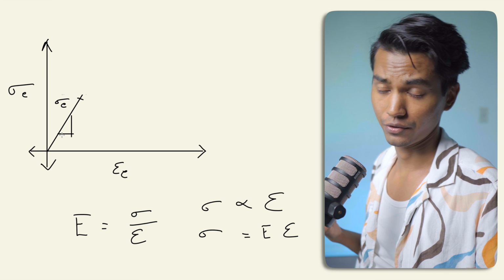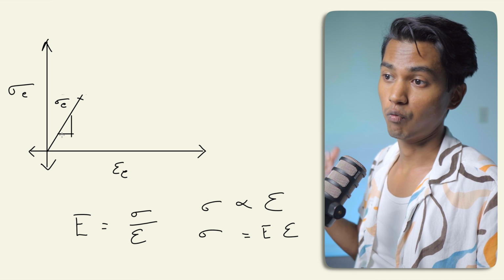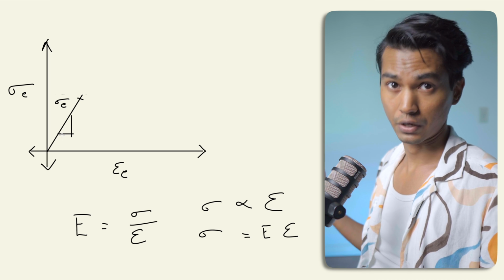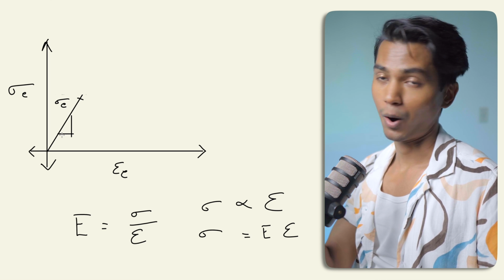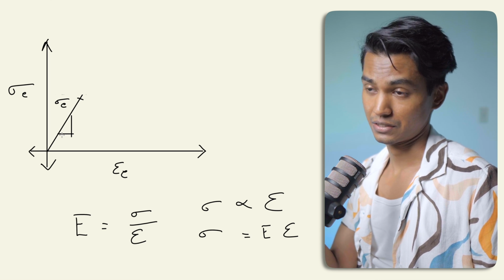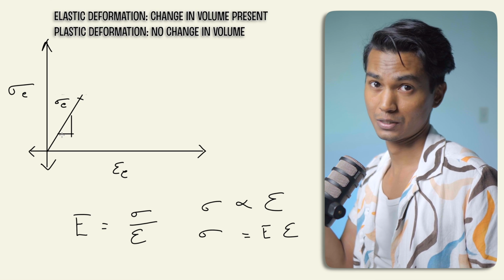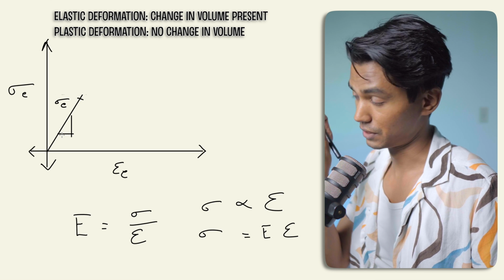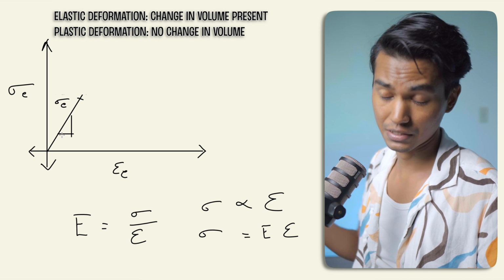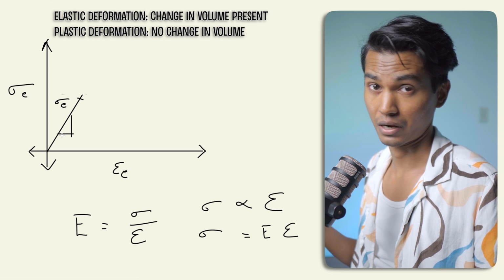A tiny detail over here is that during the elastic deformation, the volume of the body does not remain constant, and that is because the bond gap itself changes during the elastic deformation. The bond elongates, so you're actually going to see an increase in volume at a very minuscule level. But in plastic deformation, volume remains constant, and when you remove the load, it is not going to come back.